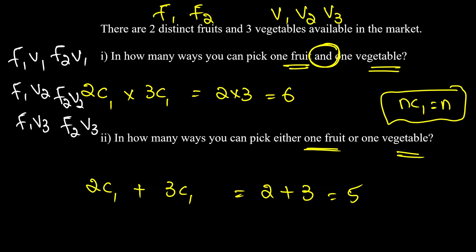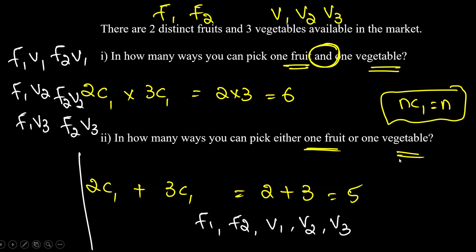Right. So what about addition here? They said either fruit or vegetable, only one among that. If I select F1, I should not take any other thing. If I select F2, I should not take any other thing. Because either means only one among that. If I select V1, I should not take anything. If I select V2, I should not take any other thing. V3. Total here how many? 5. That's why 2 plus 3, 5. Whereas above one, 2 into 3, 6. Multiplication. So this is the outline you keep in mind.